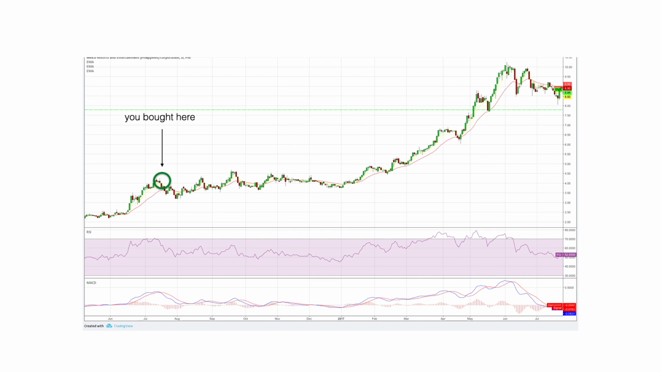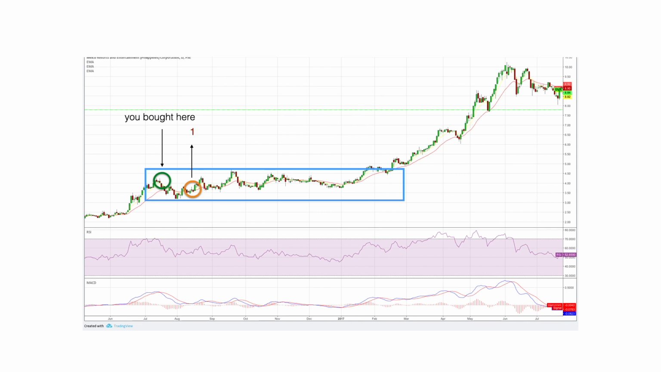So for example, you bought at this price point because you saw that price was going up. It had been making higher highs and higher lows. Then on the following days, price stopped going up and started to move sideways. You realize that you're stuck inside this consolidation box and you have no idea where price will be going in the short or medium term.